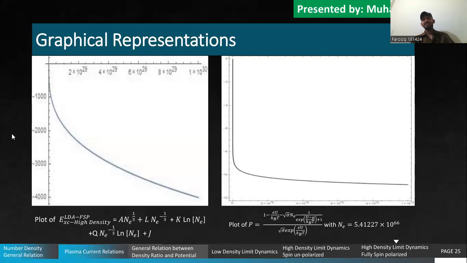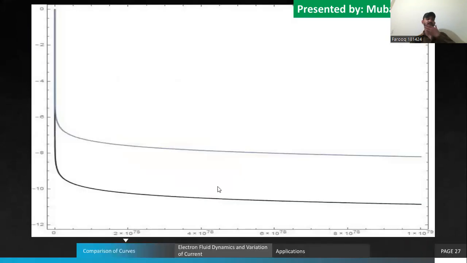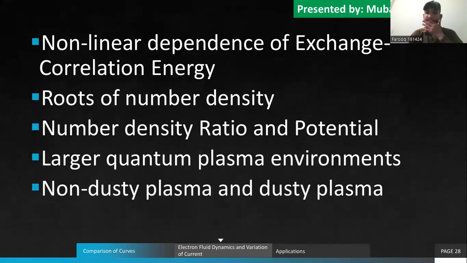What happened is that the number density ratio, that is P, and the potential, we have already seen that they have an exponential relation with each other, and that's why the potential is increased when the number density ratio is increased. Now larger quantum plasma environments.